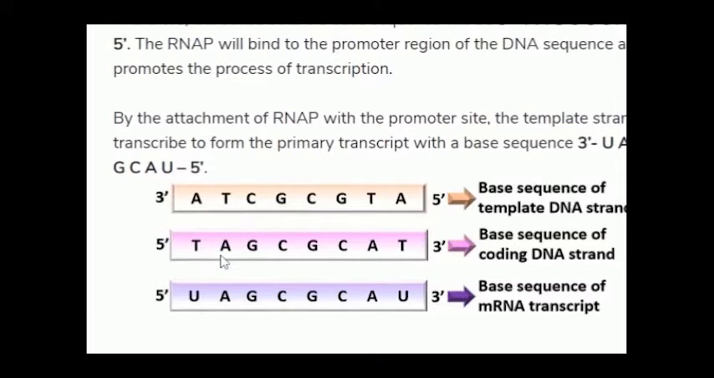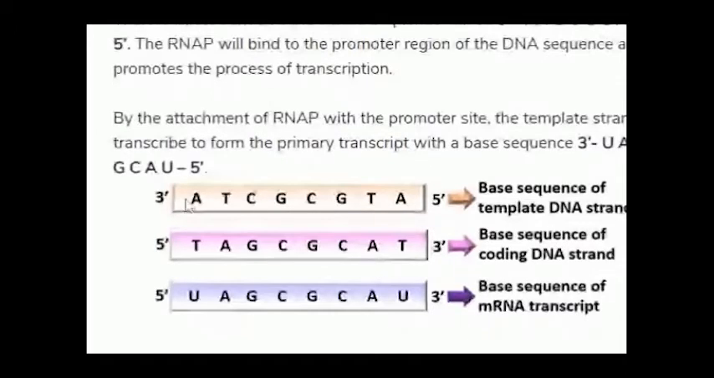Coding strand. See, here it is complementary: adenine, thymine, thymine, adenine, complementary to each other. So this is the original strand. It has adenine, thymine; complementary to this, here it is thymine, adenine, guanine, cytosine. So this is called the template strand, and the complementary strand is called the coding strand.